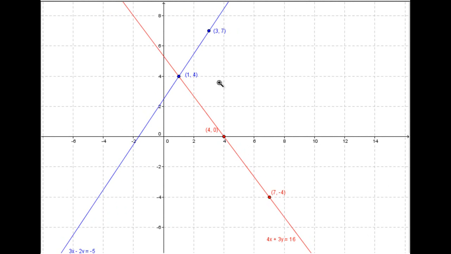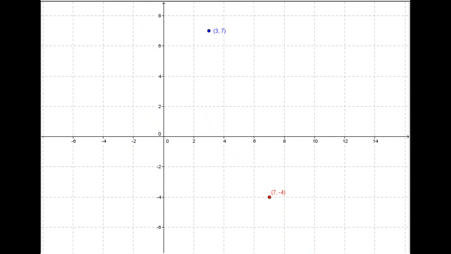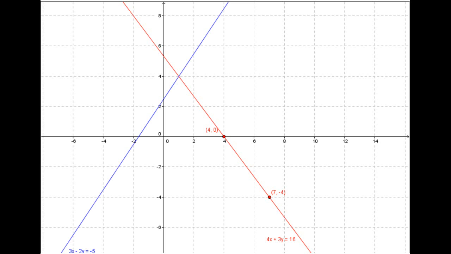Okay, using the software, I have the first line. The typical points are 4, 0 and 7, negative 4. For the second line, the typical points are 1, 4 and 3, 7. And the solution is the common point, 1, 4.